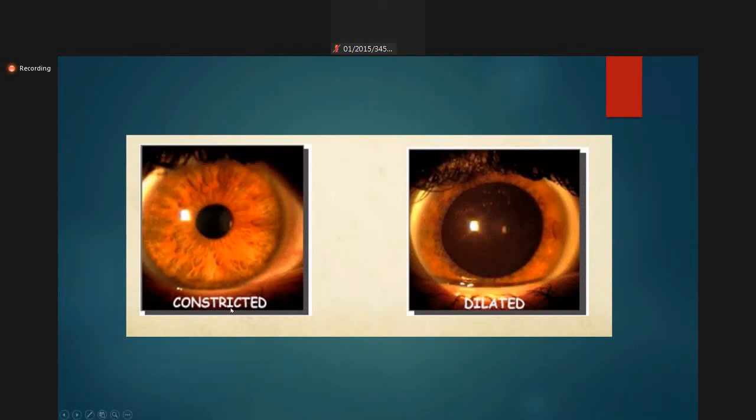This is a figure showing an unconstricted pupil. It is about 2 millimeter, not miosis, but a constricted pupil. This is a dilated pupil, mydriasis, more than 6 millimeter, about 7 millimeter. This is a dilated pupil, but you can suspect it as miosis.